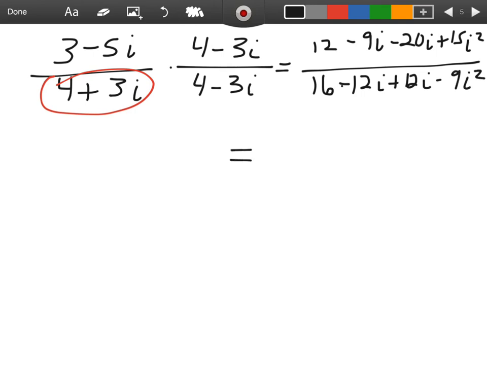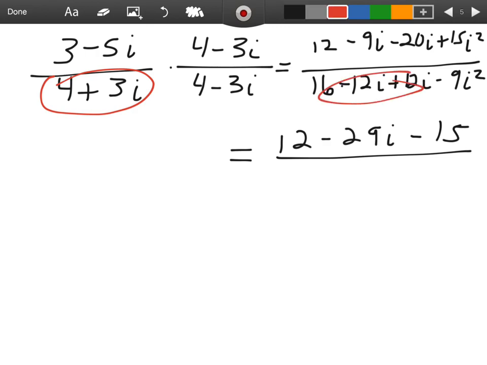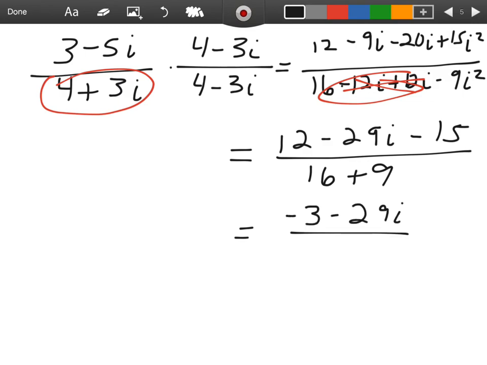So on top I have 12 minus 29i, and this becomes minus 15. On bottom, again, these cancel. So I have 16 plus 9. So I have negative 3 minus 29i over 25.